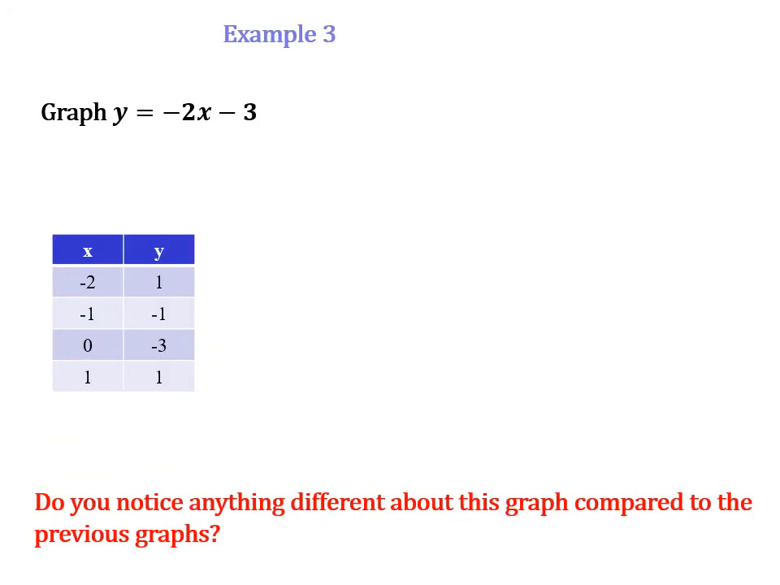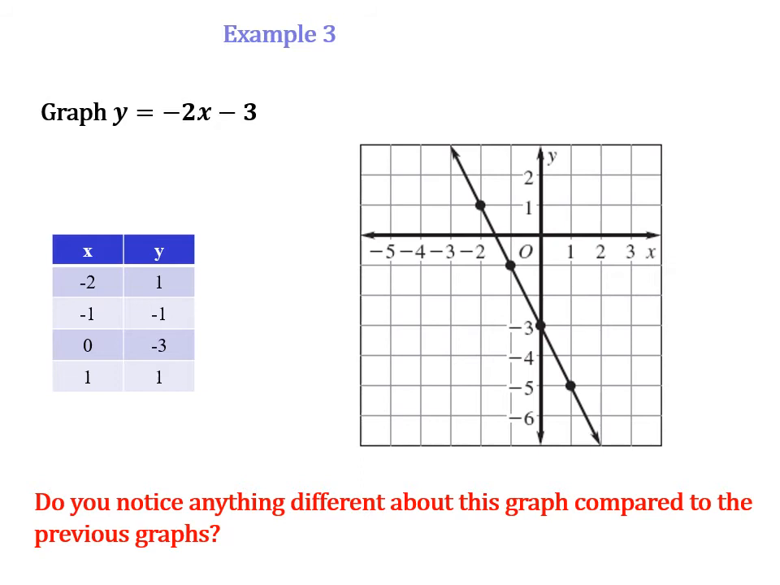Let's consider one more. Y equals -2x minus 3. I have chosen 4 values of x, and I have filled in the table with the values of y. And here, those 4 points are plotted and connected with a line. Now, as you look at this graph, do you notice anything different about this graph compared to the previous two graphs that we did?